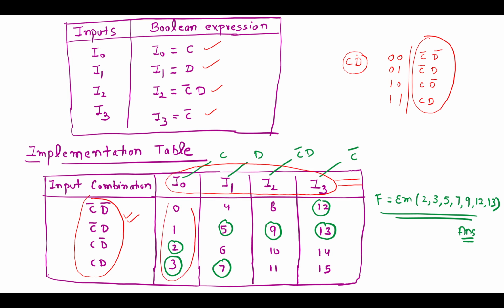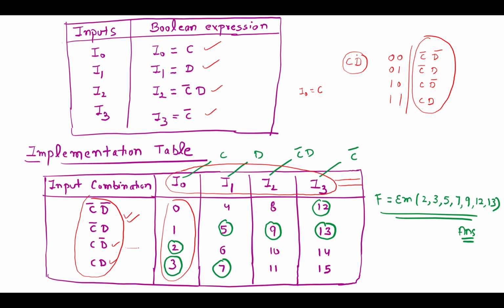If you see the first expression, the I0 value is C. That means, what is the possibility for you to get the C value? In the first column, if you check carefully, these two terms represent C value 1.